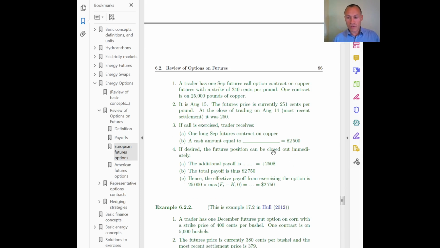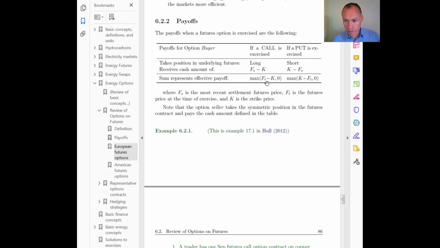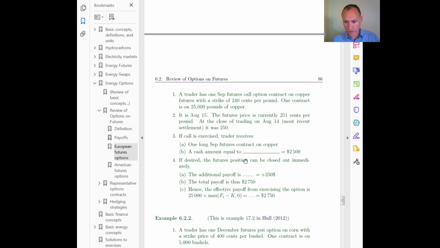Now to show that this is equivalent to the payoff that you have here, which is the typical payoff of a call option, the current price of the underlying minus the strike, let's add up the two things. I have a futures, and if I want, I can close it immediately. I am long in the futures. If I close the futures, my payoff is the price of the futures right now, 251, minus the previous settlement price, 250. So 251 minus 250 is 1 cent.